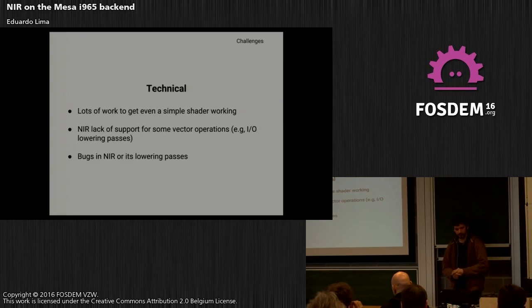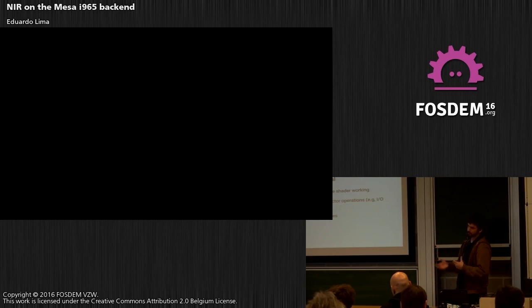So yeah, that's a challenge in a way. We discovered, because this was the first vector-based pass that was using NIR, that there were some problems in NIR that were not covered for supporting a vector-based mapping. So we had to implement those or change things on our side.